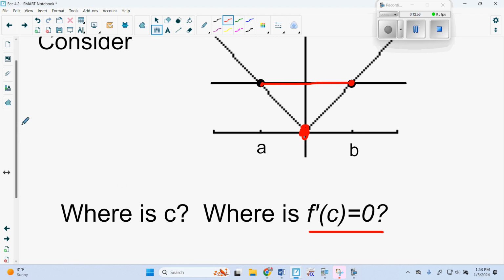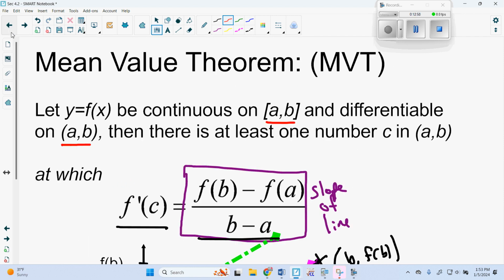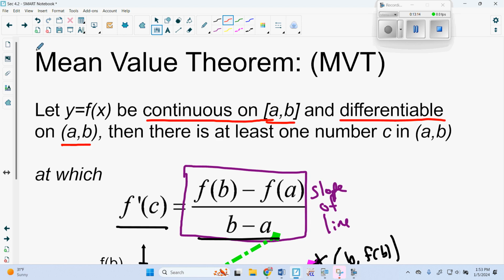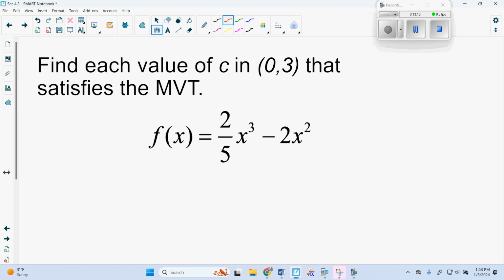But we can't consider this, because if we go back to our conditions, it has to be continuous and differentiable. So this is continuous. We can draw the absolute value, but this is not differentiable. This doesn't apply. So you have to have a continuous and differentiable function for this to work. So let's look at an example.